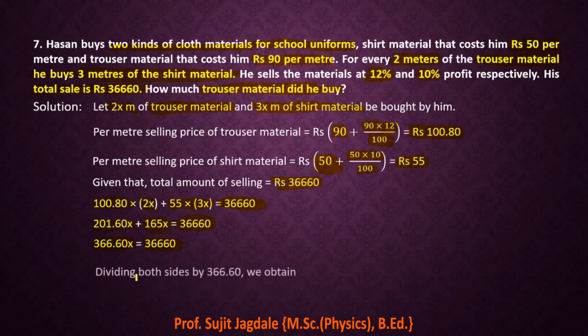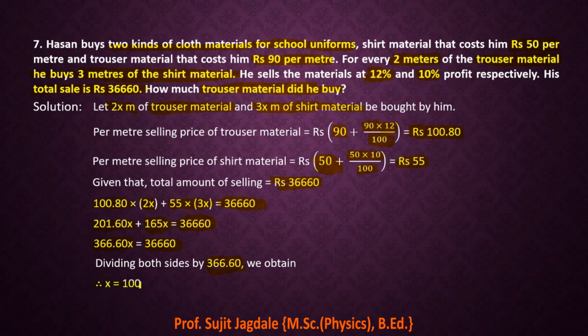Now we have to divide by the coefficient of x, 366.60. On dividing, we get x equal to 100. By putting this value in the trouser material, which is 2x meter, 2 into 100, he bought 200 meter of trouser material. And if the question asks how much shirt material he bought, you can use the same formula, only 3x will be there, so 3 into 100, that is 300 meter of shirt material.